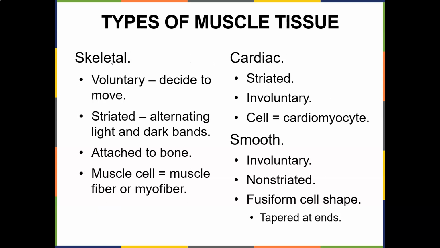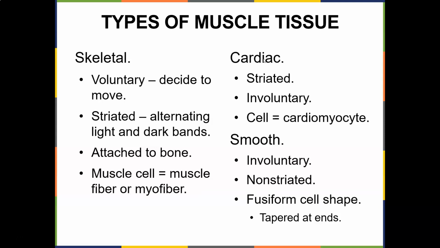Now, let's look at skeletal muscle. That's voluntary. That means you decide when you want to move. You decide when you want to flex those biceps at the beach. They're striated. They have alternating light and dark bands. They attach to bone. And they have muscle cells, which are muscle fibers or myofibers.